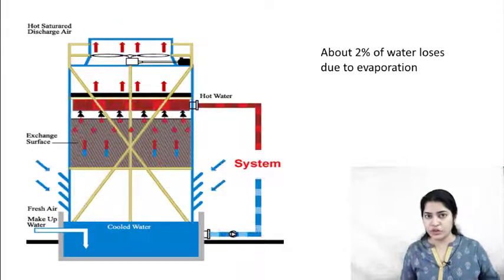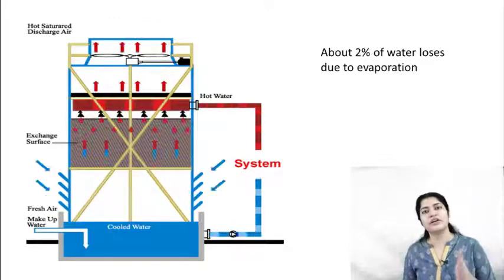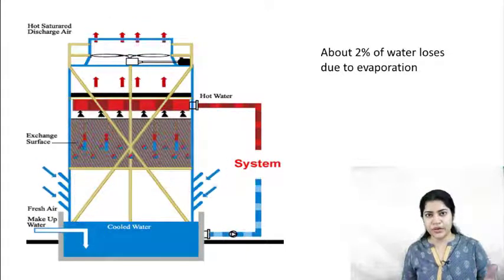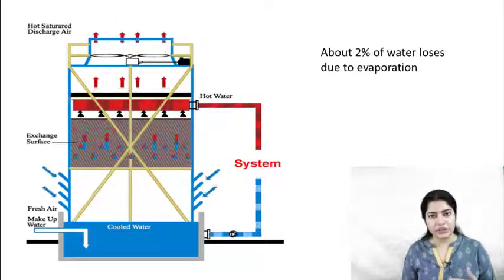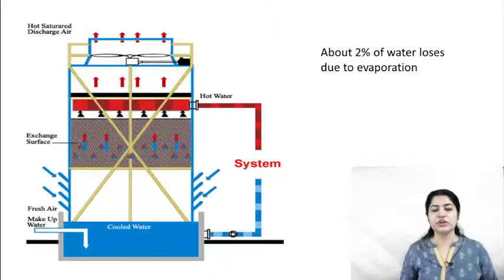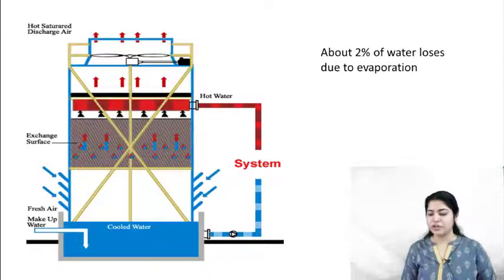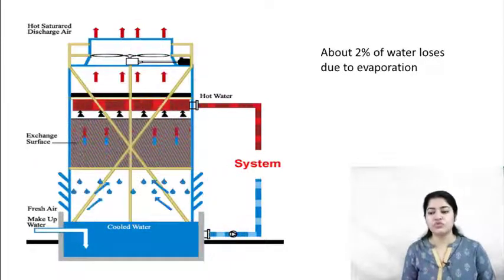Of course, cooled water is there, so it will take some part of the cool air with it. Then it will come into contact with the hot water, and that way from the top you get your hot air, which is discharged off, and you get your cool water from the bottom this way. Now in this whole process, 2% of water is lost due to evaporation.